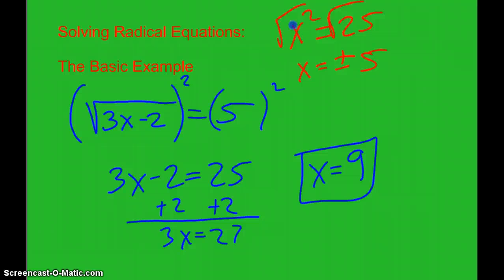Now it is important when we do these that you check your answers, and we'll see why in a minute. So if we plug 9 in for x, 3 times 9 is 27, minus 2 is 25, the square root of 25 is 5, so that does work. And you'll see why we're going to do that in a moment.